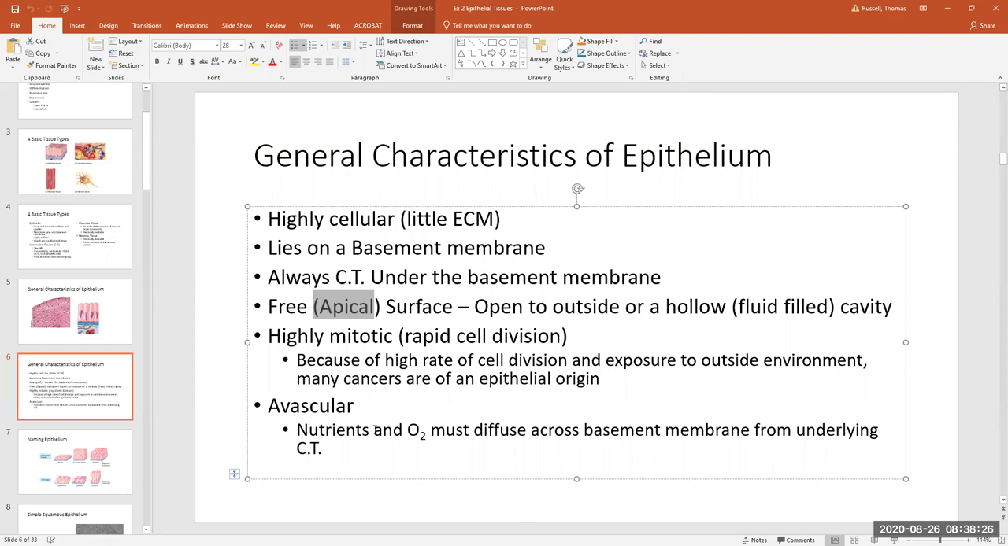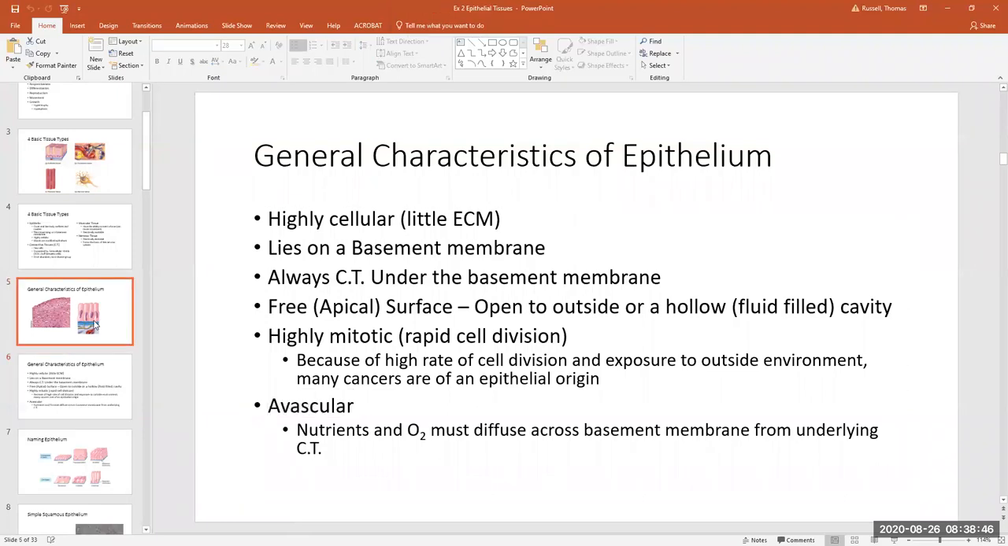Now, all epithelial tissues are also avascular. This means there's no blood vessels that run through the epithelium. So if there's no blood vessels running through the epithelia around the body, how do all the epithelial cells get the nutrients and oxygen they need? Well, there's a diffusion through the basement membrane.